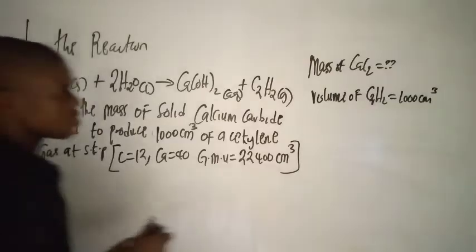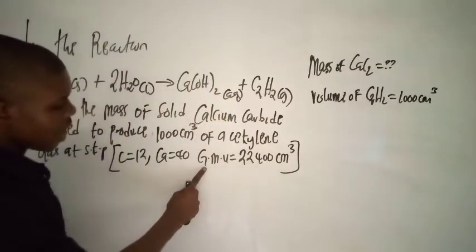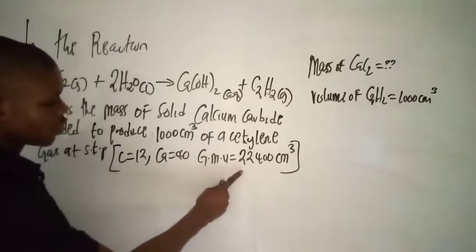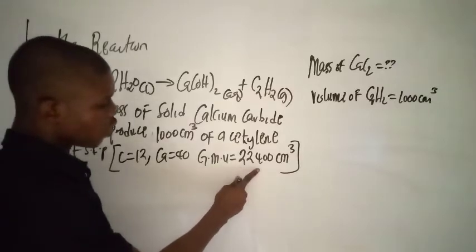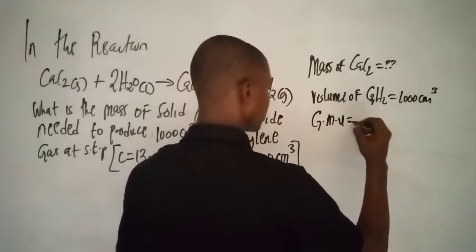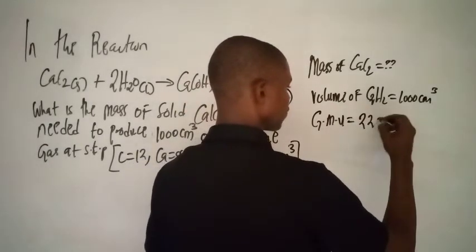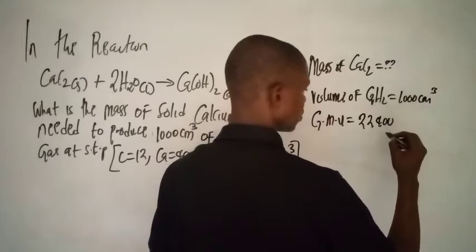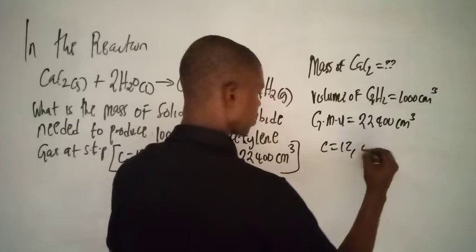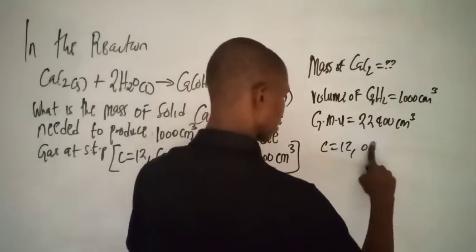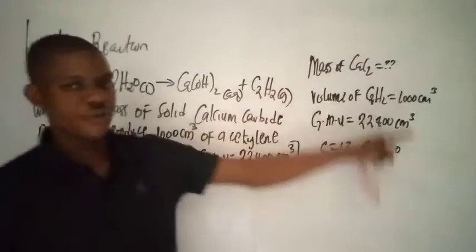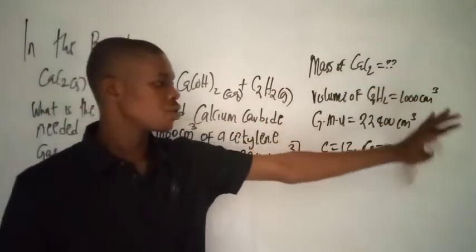Now they gave us the atomic mass of the elements and the gas molecular volume, which is given as 22,400 cm cube. Carbon is 12, oxygen is 16, calcium is 40. These are the values we give you, and these are what we are going to use in the question.